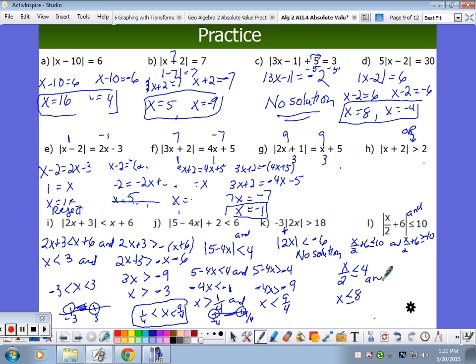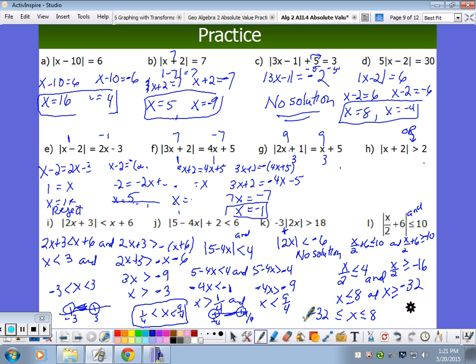And x over 2 bigger than or equal to, I want to say negative 16? I think that's right. And then multiply both sides by 2. x is bigger than or equal to negative 32. So I put my x in the middle here like I should. The less than or equal to 8 goes here. Bigger than or equal to negative 32.